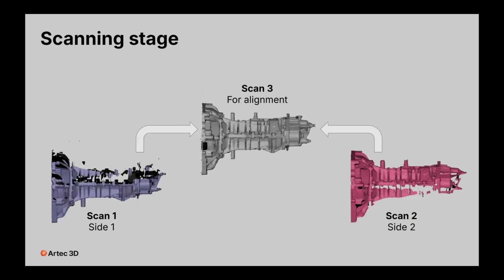But the issue may occur during the alignment. As you see, there is quite little coverage between scan 1 and scan 2. That is why we're making the third scan for the alignment, because it has both of those overlapping sides, and this way we're going to improve the quality of our alignment and the quality of our registration later on. I strongly recommend using this technique, especially if you're making a scan where you would like to achieve the highest accuracy possible.